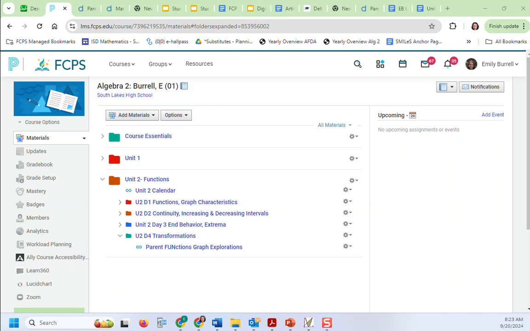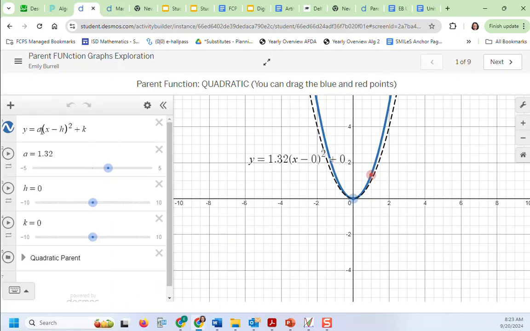All right, folks, for our notes today, we started in Schoology. We clicked the parent function graph exploration. And then in that exploration, we started to look and see what the effects of a, h, and k are on a graph. I want to point out that you recognize this shape as a parabola, right?